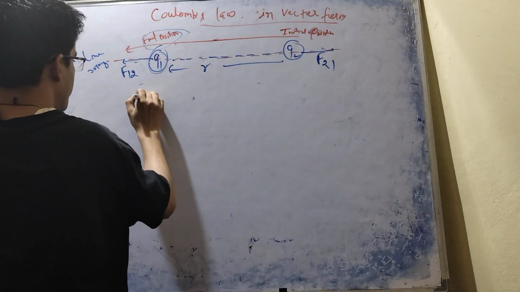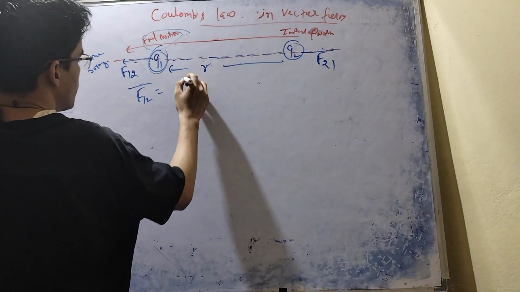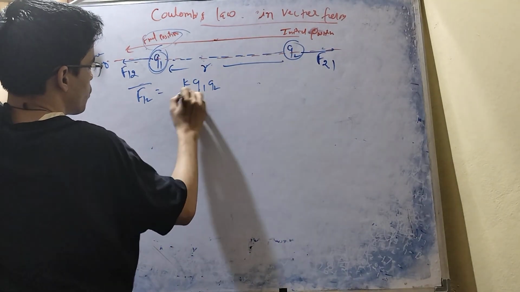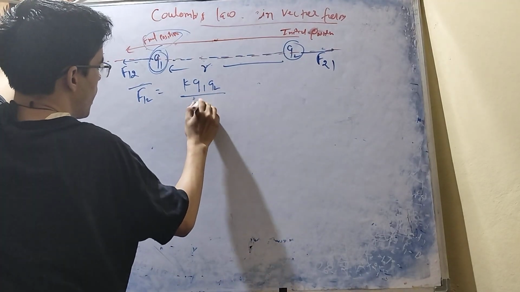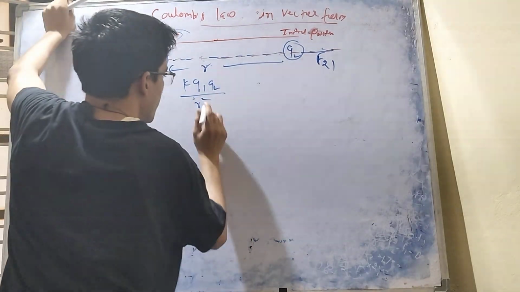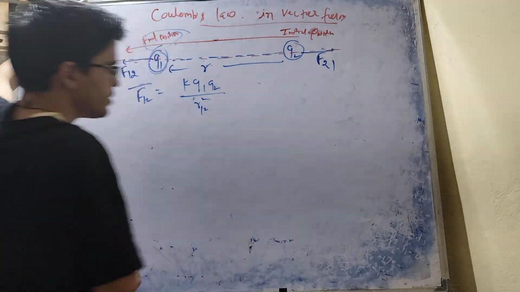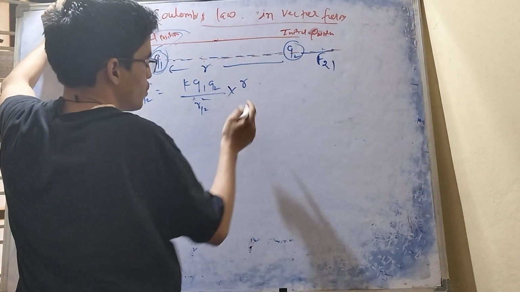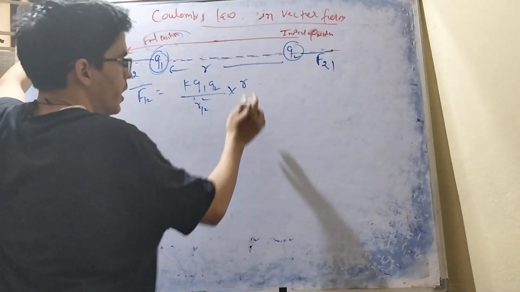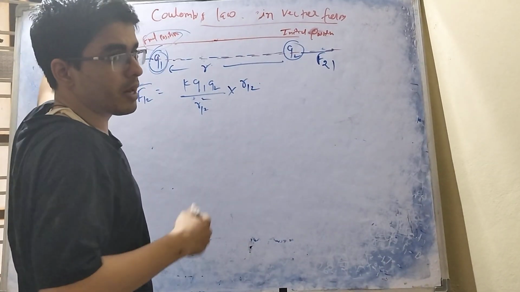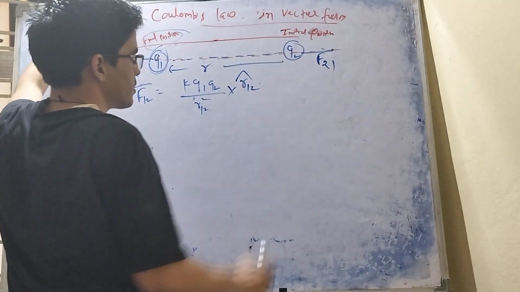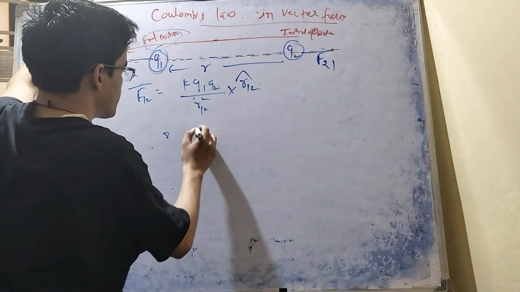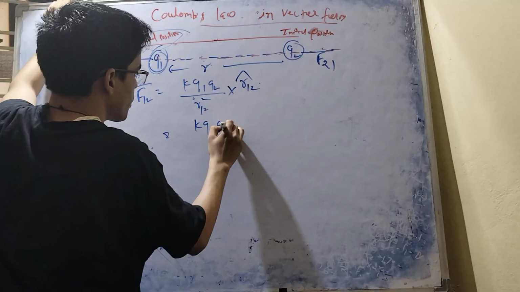I just want to calculate the F12 vector. I told K Q1 Q2 by R square. Here, can I write this R12 square? Check. Into, here you know this is the mod value. Here we have to write the direction, which is the unit vector, cap. Correct.